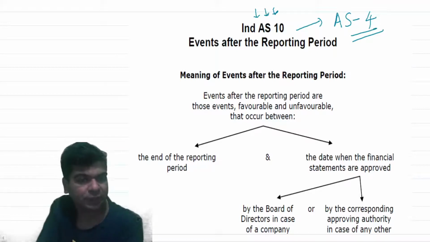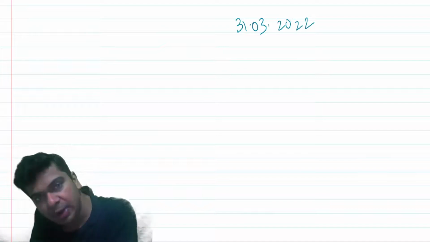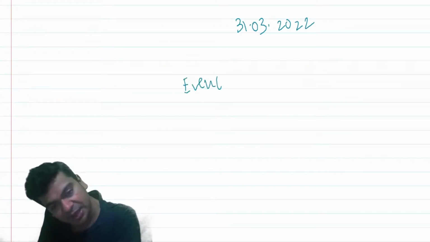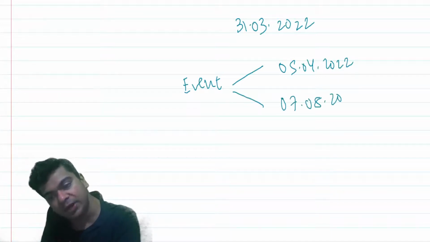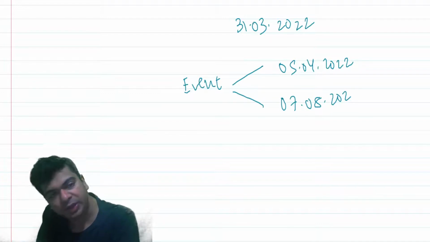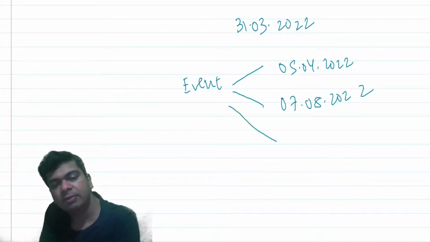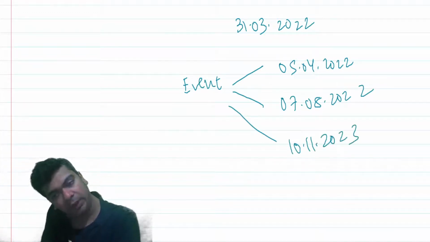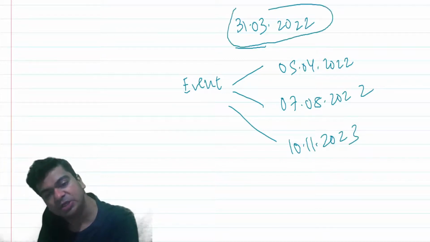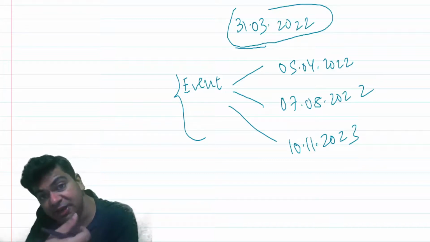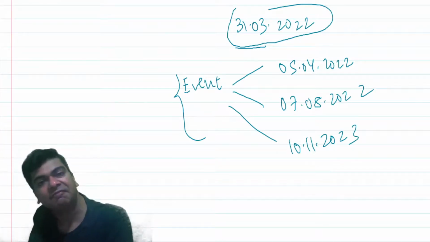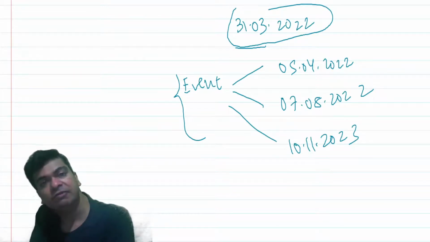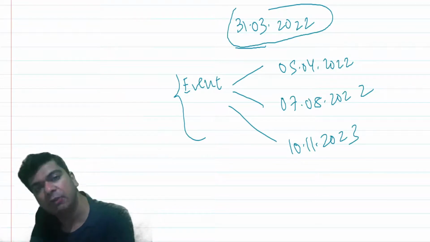Think in this way: you are preparing your balance sheet, let us say, on 31st March 2022, and then some event is occurring on 5th April 2022. Some event is occurring on 7th August 2022. Some event is occurring, let us say, on 10th November 2023. Someone will argue that my balance sheet date was 31st March 2022, that means every event that is happening over here is an event after the reporting period. Isn't it? That is the reason it is necessary for us to properly define an event after the reporting period. Hence, we would like to know what events will be covered and what events will not be covered by the Ind AS.